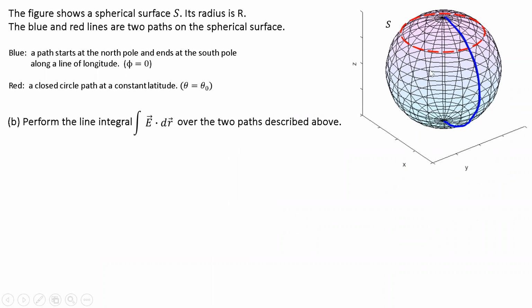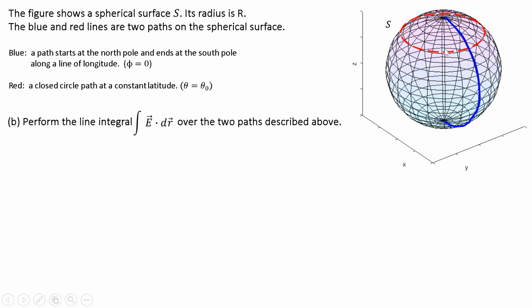So you can see that this is a spherical surface. Okay, just a virtual surface. You just imagine that the field is everywhere. And this sphere is, of course, a sphere centered at the origin and with some radius r. Then I pick two paths.